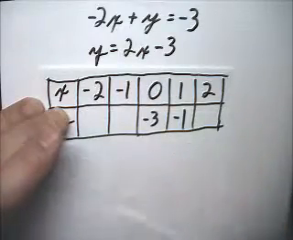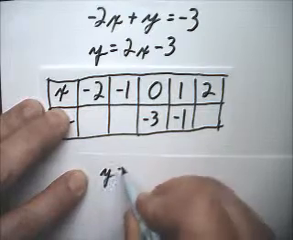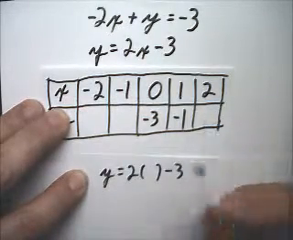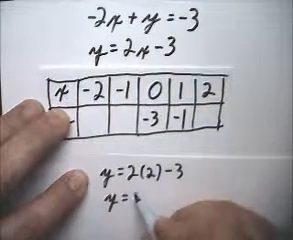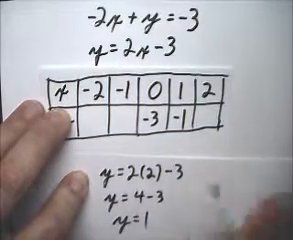And next, I'm going to let x be 2. So once again, getting this ready for substitution. Now I'm going to put a 2 in there for x. I end up with y is equal to 4 minus 3, or y is equal to 1.